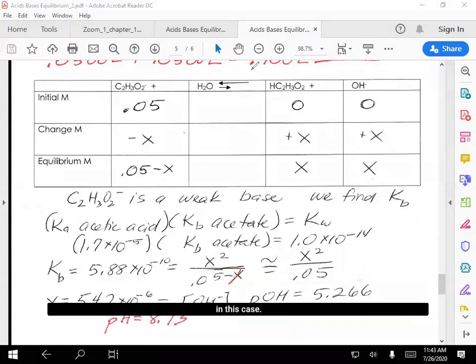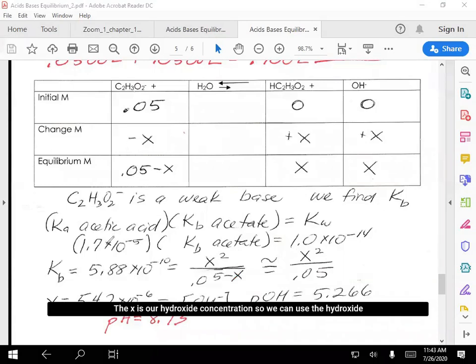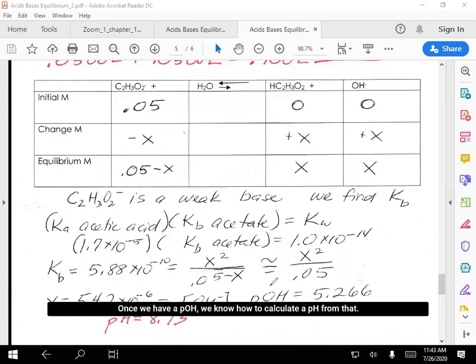And then remember, in this case, the X is our hydroxide concentration. So we can use the hydroxide concentration to get a pOH. Once we have a pOH, we know how to calculate a pH from that.